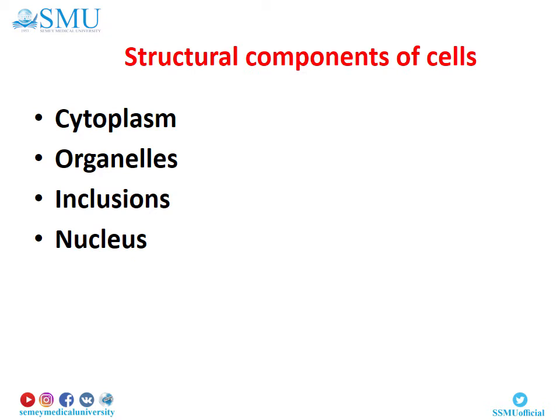Structural components of cells. Cytoplasm, organelles, inclusions, nucleus. The bulk of the cytoplasm is water, in which various inorganic and organic chemicals are dissolved or suspended. Organelles are metabolically active cellular structures that execute specific functions. Inclusions are non-living metabolic byproducts, storage forms of various nutrients, or inert crystals and pigments. Nucleus is a storage of genetic information.